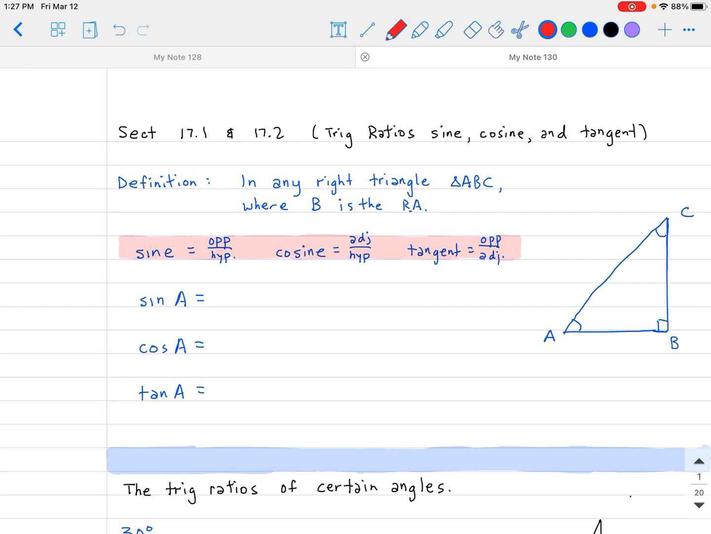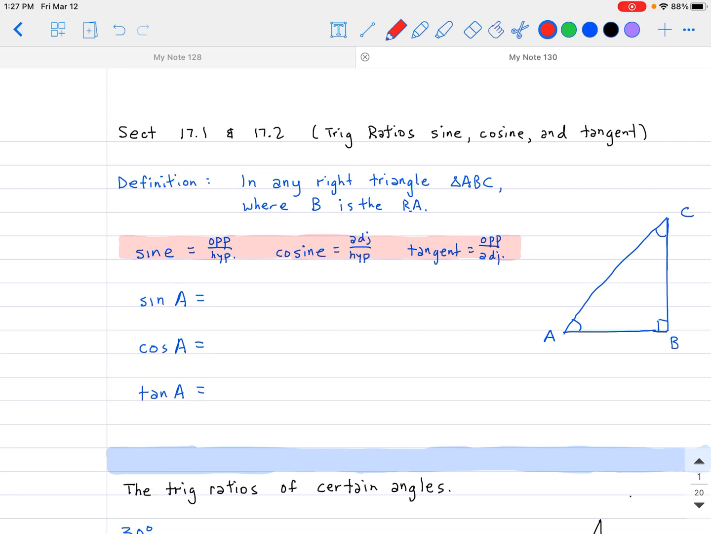Today in geometry, we are starting a new chapter on trig ratios. This is an introduction to trigonometry. If you look at algebra 1 and algebra 2 as a sequence, then geometry and trigonometry would be a sequence, because that's where you apply everything you learned in geometry to something more applicable and a little more advanced. So let's go ahead and get started.